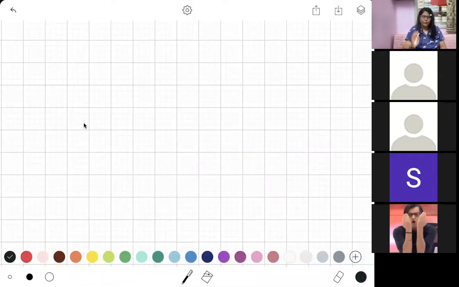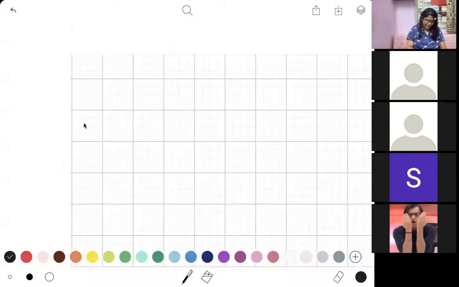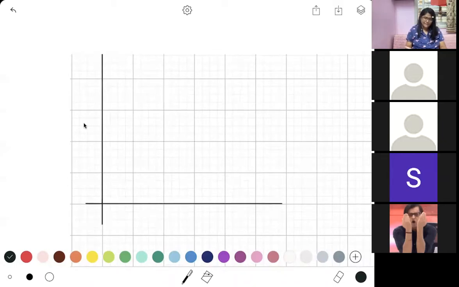Try to understand what is happening in this particular diagram here, or in this graph here. So my one axis would be here. This would be my other axis. Okay, I'm going to draw one line here. You would understand why in a minute. One here and one here.